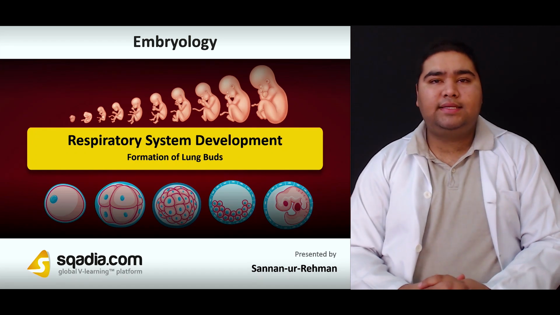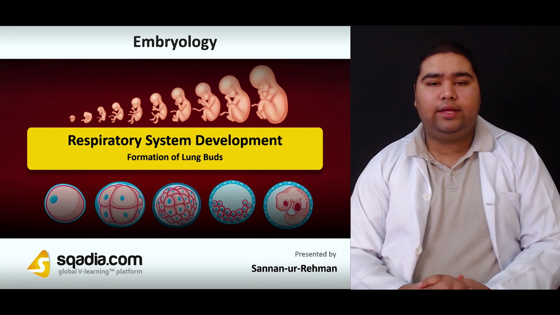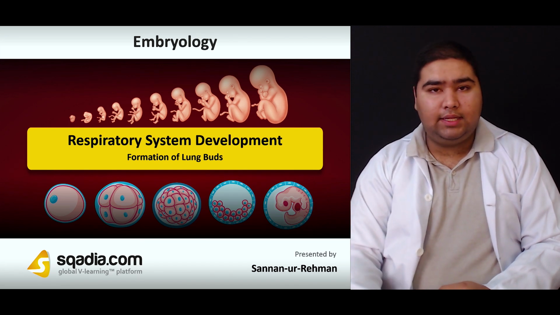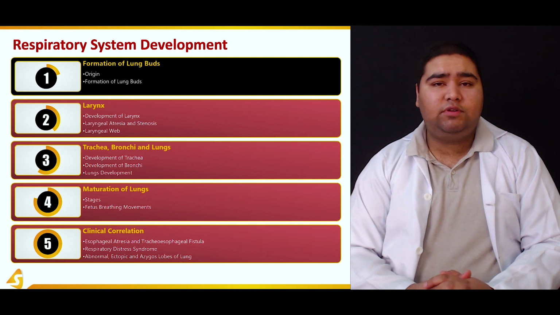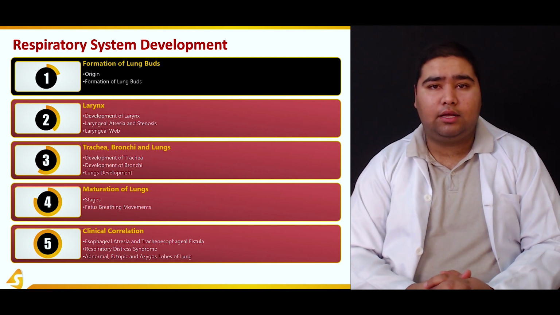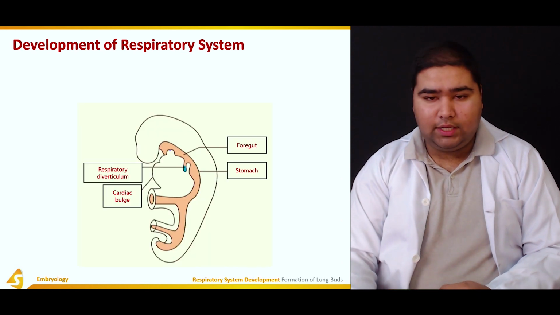Hello again. This is the first section of our lecture, Respiratory System Development. In this section, we'll talk about the lung buds and how their formation takes place. We'll also see the concept of laterality and how it affects the lung buds. Now let's get into it.